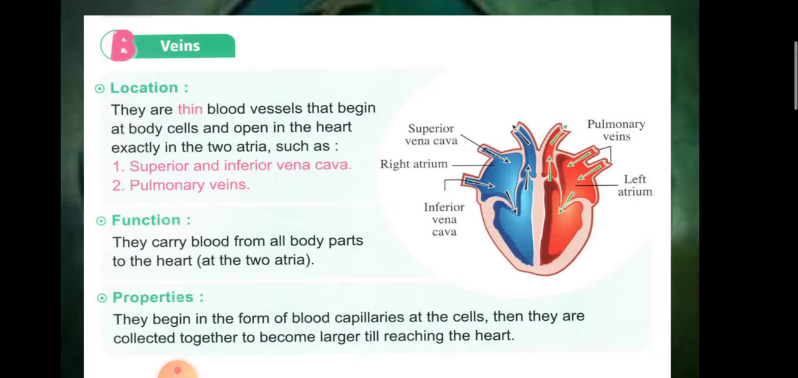The veins. The veins open in the heart. They are like the pulmonary vein and the superior and inferior vena cava. They carry the blood from all the body cells and give it to the heart, especially to the atrium. And they all carry deoxygenated blood except the pulmonary vein that carries oxygenated blood. They begin with the blood capillaries and then become larger.